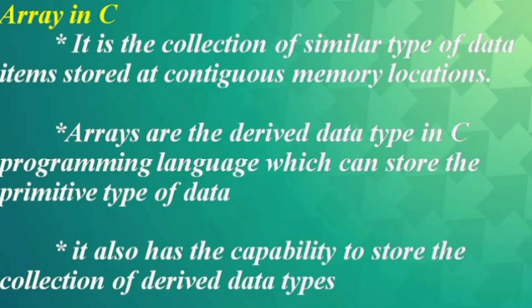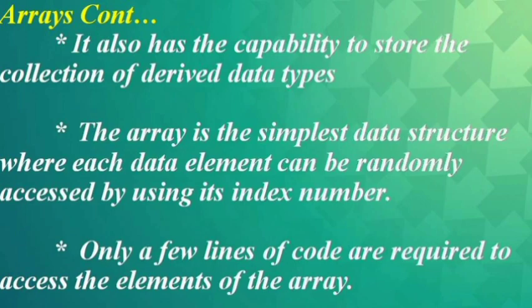An array is defined as the collection of similar type of data items stored at contiguous memory locations. Arrays are the derived data types in C language which can store the primitive type of data such as int, char, double, float, etc. It also has the capability to store the collection of derived data types such as pointers, structures, etc. The array is the simplest data structure where each data element can be randomly accessed by using its index number.